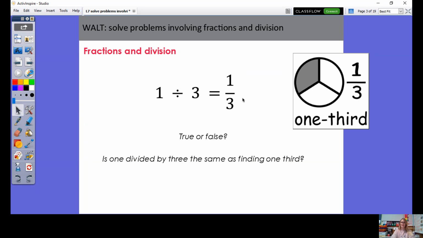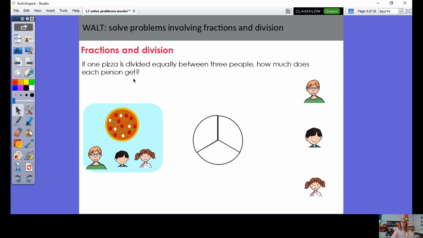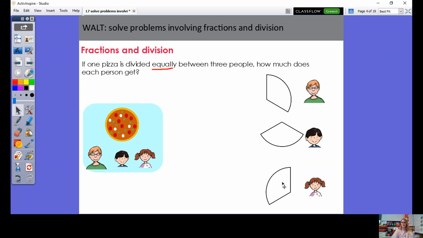Okay, so hopefully you've managed to have a little think about that. Let's have a look. So if 1 pizza is divided equally, now remember that's a really important word there because when we're doing our fractions, it must be equal. Between 3 people, how much does each person get? So I've got 1 whole pizza divided into 3 people. Okay, so I've already done that for us here. I've put it into 3 equal parts because I've got 3 people. So we're just going to share that out, give them all a nice piece of pizza each, and they've all got how much? They have 1/3 of the pizza because there were 3 parts and they have 1 of them.